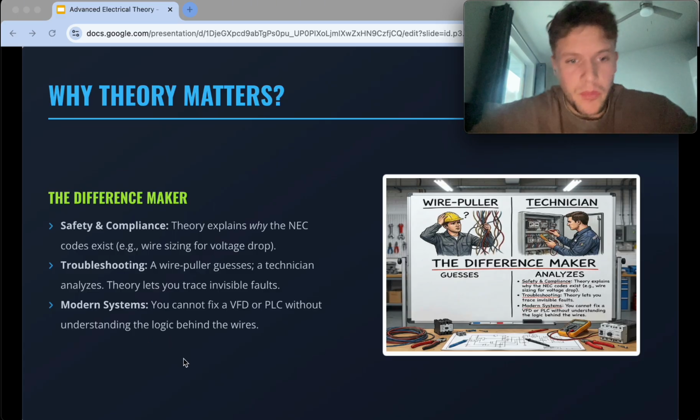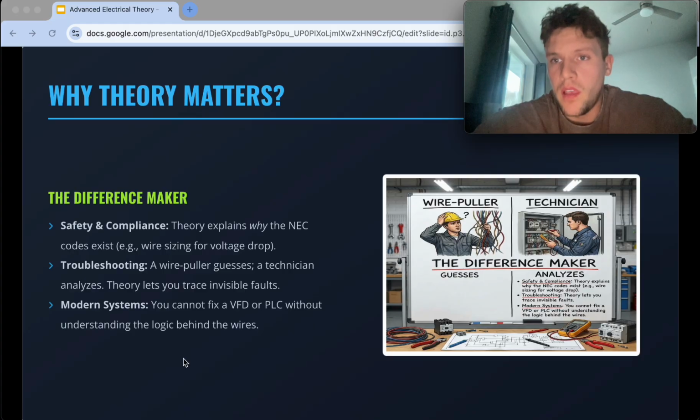And in modern systems, things like VFDs, PLCs, without understanding the logic behind these wirings, you're going to be in the dark. So this is the big difference between being just a wire puller and a technician, right? You don't want to be just out there guessing. That's how mistakes are made and how we can get into dangerous situations.